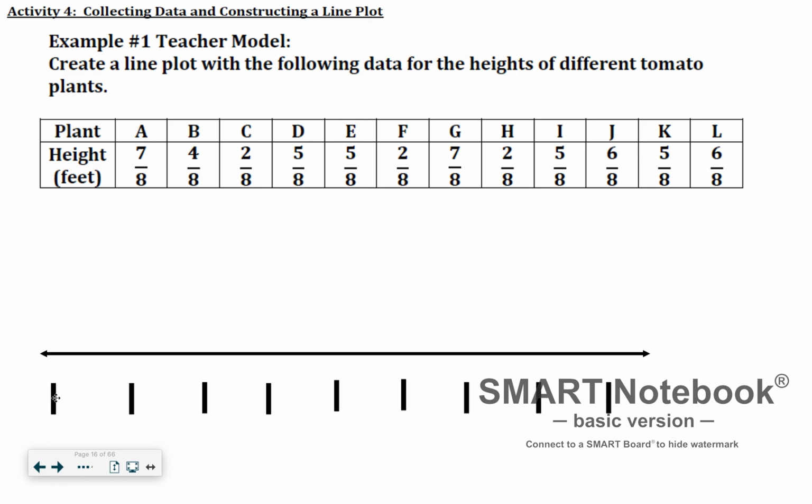A line plot is a way that we can organize numeric data, such as measurements. It allows us to see the different measurements we have and how many plants share the same measurement. So for example, plant D is 5/8, but plant I is also 5/8, and so is plant K. In order to construct a line plot, we must first think about the data we have been given. This data includes eighths, and I knew that by looking at my denominator. So we must organize it in increments of 1/8.